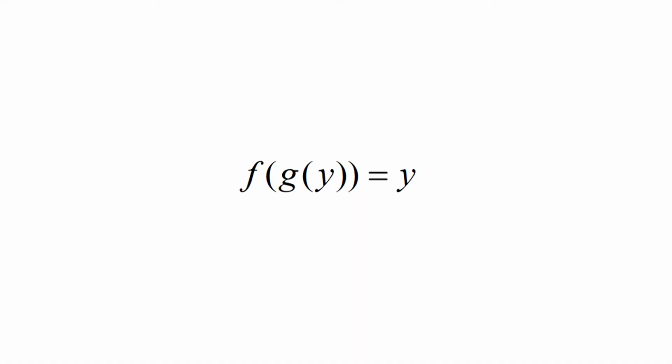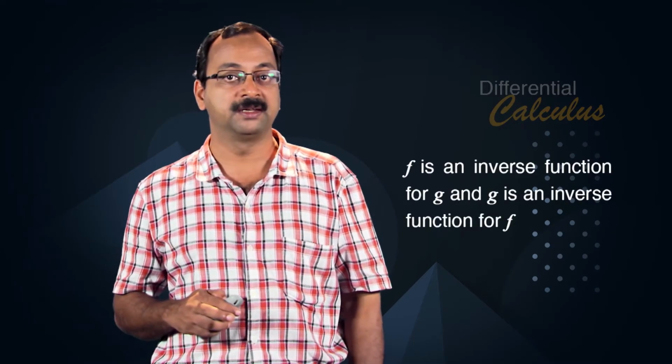Pair of functions with these two properties, they are so important that there is a special terminology for them. If f and g are functions that satisfy the conditions g of f of x equal to x for every x in the domain of f and f of g of y equal to y for every y in the domain of g, then we say that f is an inverse function of g and g is an inverse function of f. We also say that f and g are inverse functions.